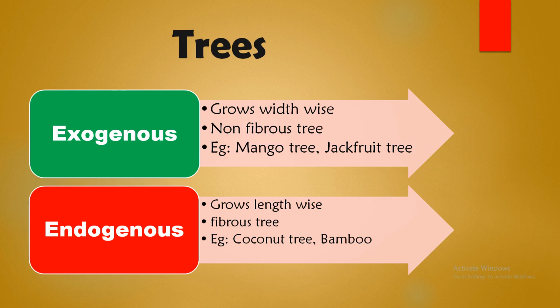As we know, timber is a building material which is obtained by cutting and processing of trees. So, the quality of timber is based on the quality of the tree. The trees are generally classified into two: exogenous trees and endogenous trees. Exogenous trees grow widthwise and are non-fibrous, for example mango tree, jackfruit tree, etc. Endogenous trees grow lengthwise and have a fibrous structure, for example coconut tree, bamboo, etc.